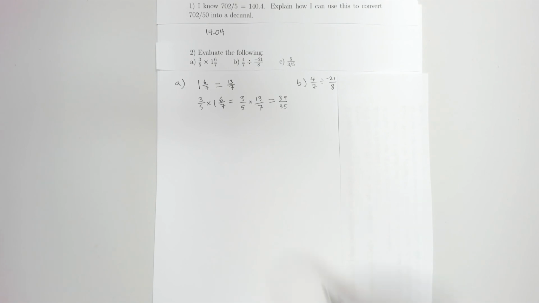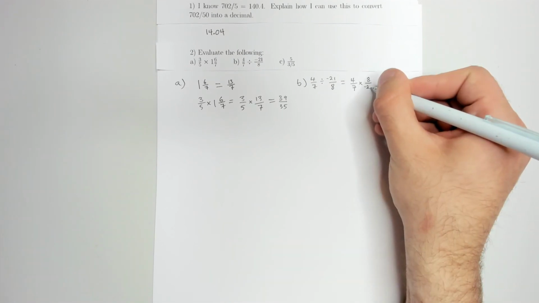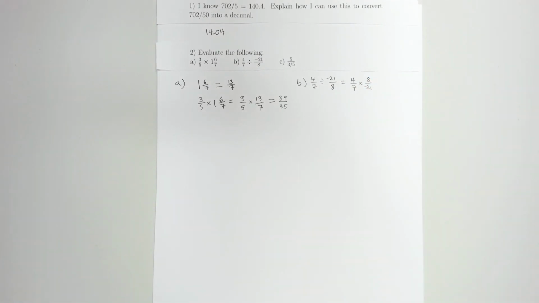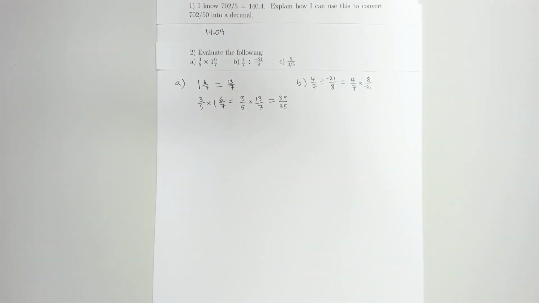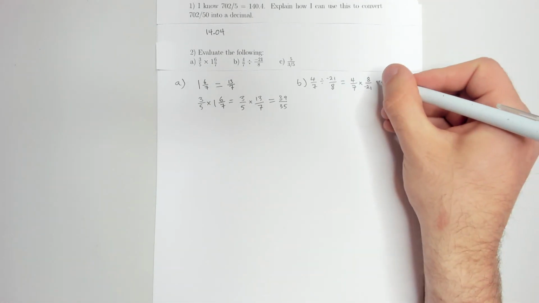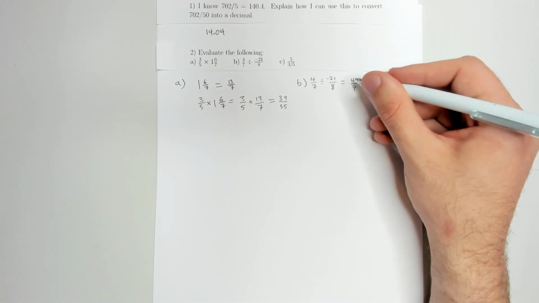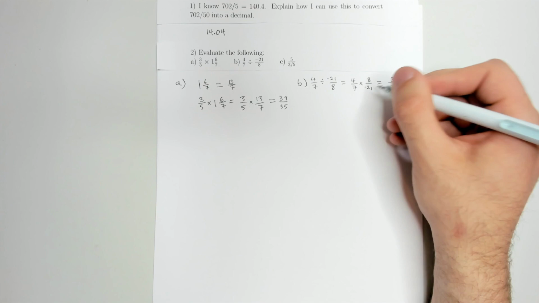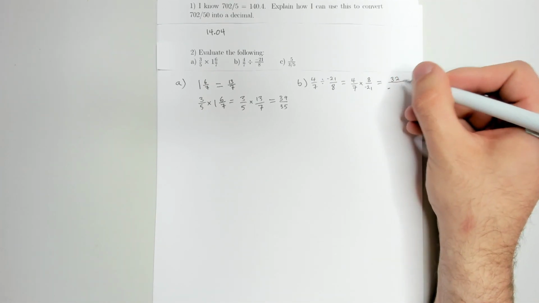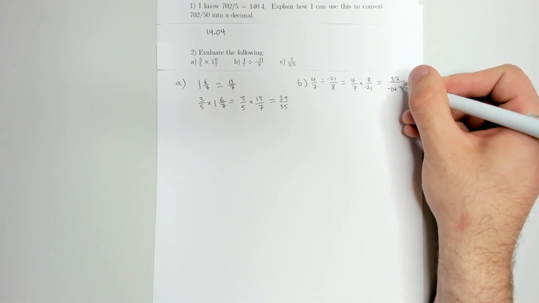All right, so for part B, we have 4 over 7 divided by negative 21 over 8. And dividing by a fraction is the same as multiplying by its reciprocal. So we end up getting 4/7 times 8 over negative 21, right? We've just taken the reciprocal of that and converted the division into multiplication. So now all we have to do is just multiply the numerators. 4 times 8 is 32. And multiply the denominators. 7 times negative 21, you will find, is negative 147.